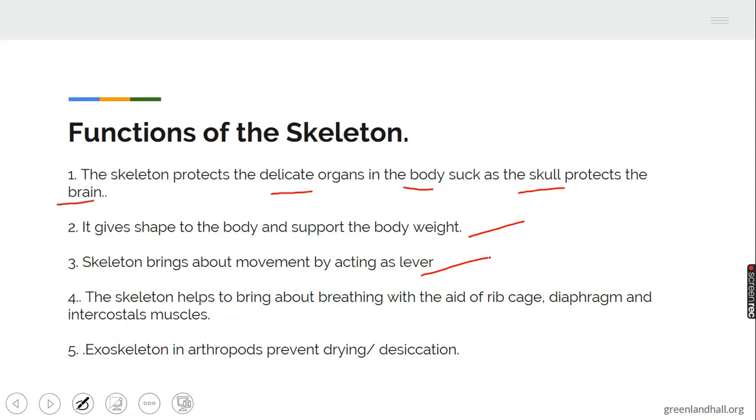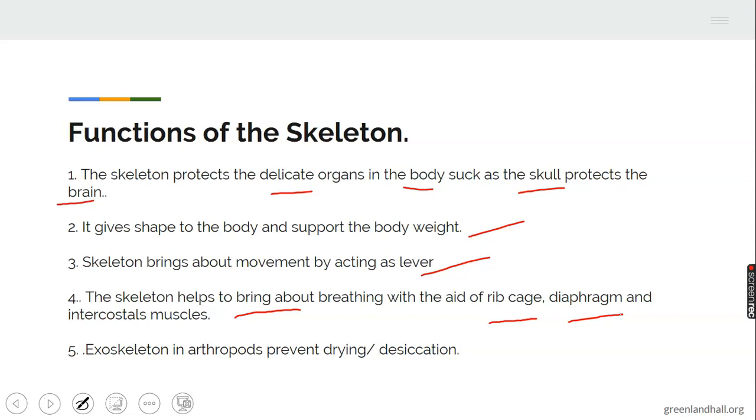The skeleton helps to bring about breathing with the aid of the rib cage, the diaphragm, and the intercostal muscles.